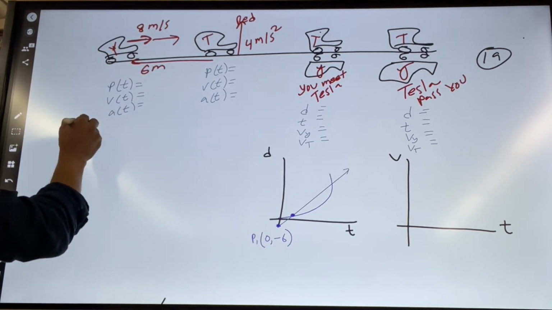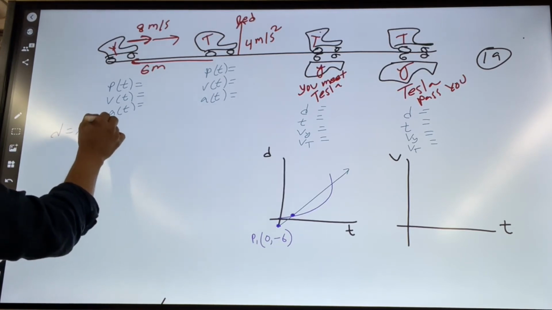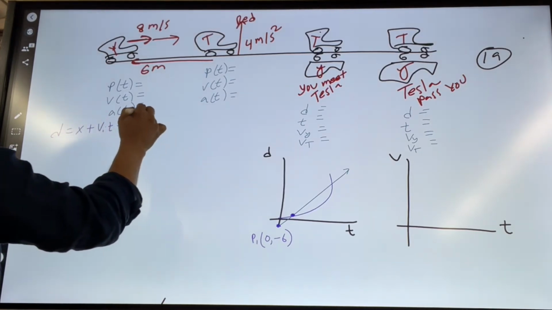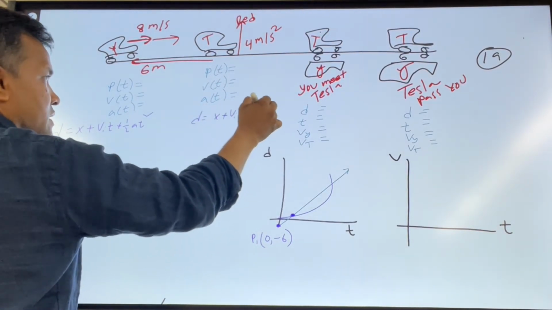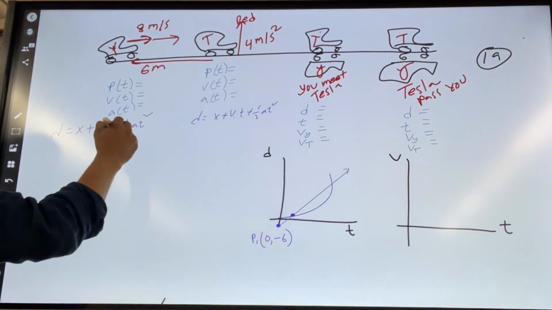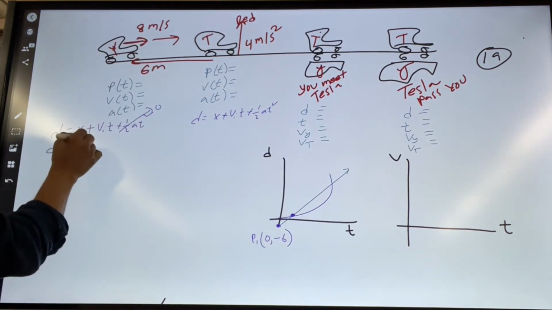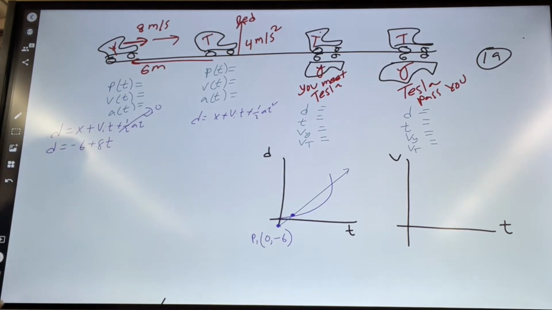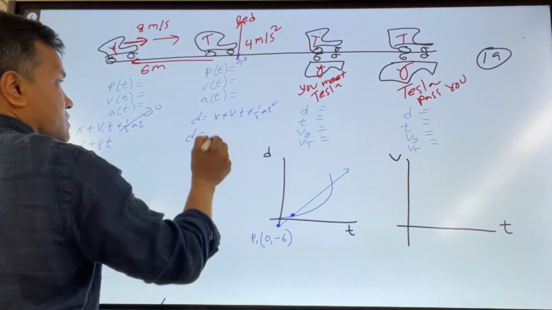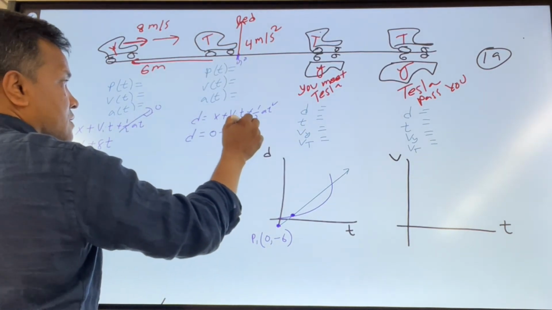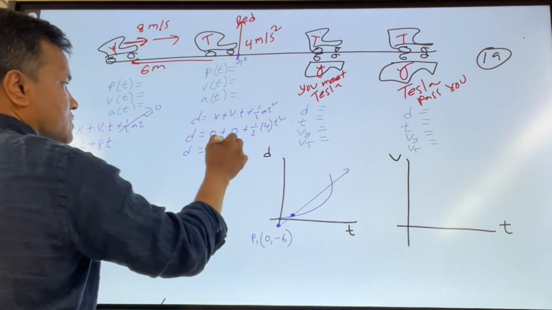So d is equal to x plus VAT plus half AT square. For you, acceleration is 0 because of constant velocity, so d is -6 plus 8t. For Tesla, this is our reference frame, (0, 0), so x is 0, and half a is 4t square, so d is 2t square.